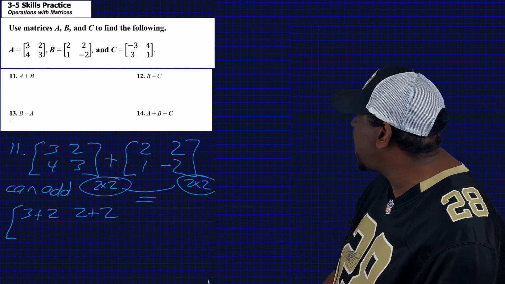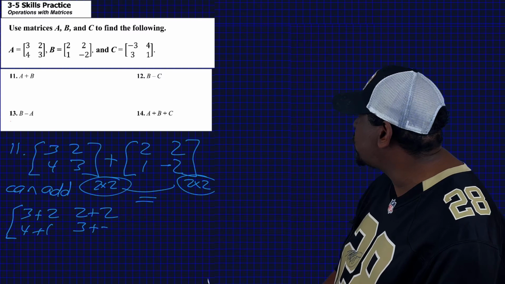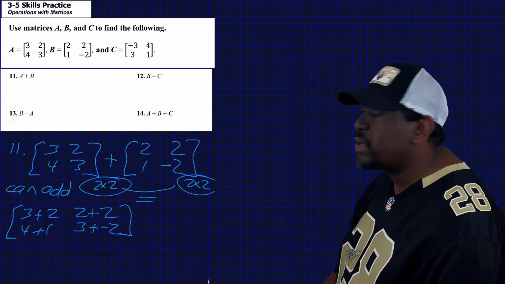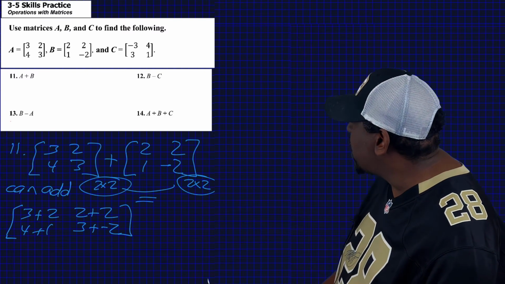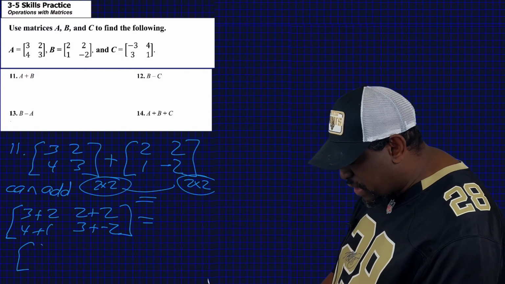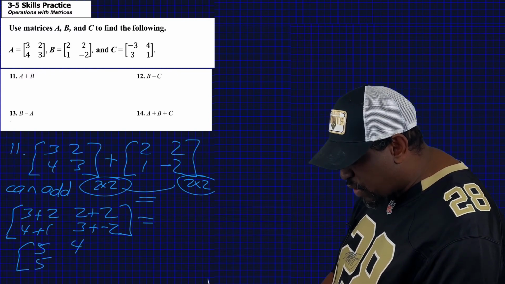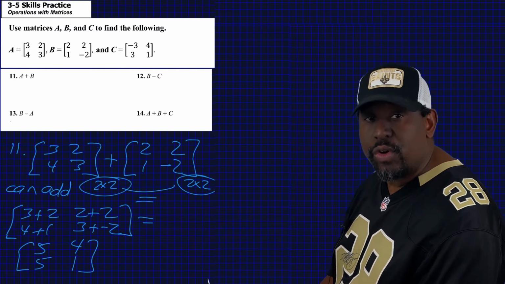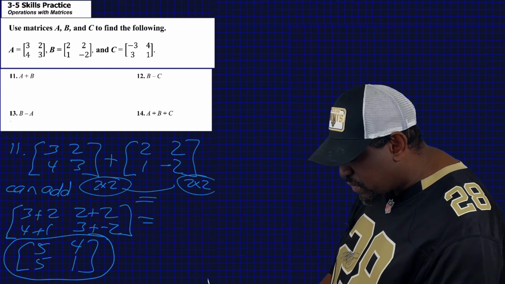And so we will add the entries. First entry in the first row is 3 plus 2. The second one is 2 plus 2. In the second row, we have 4 plus 1, and we have 3 plus negative 2. So when we simplify that, that will be our final answer. And therefore, we will have a matrix of 5, 4 in the first row. And the second row will be 5 and 1. And so that is our final answer.